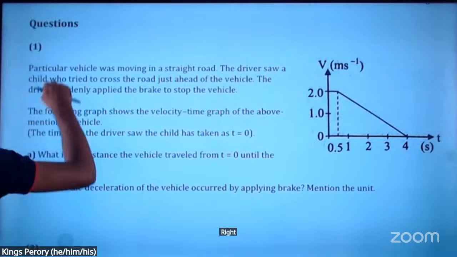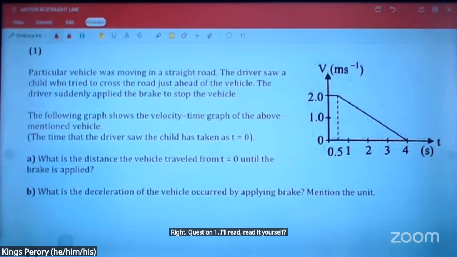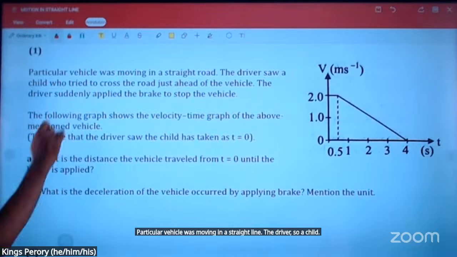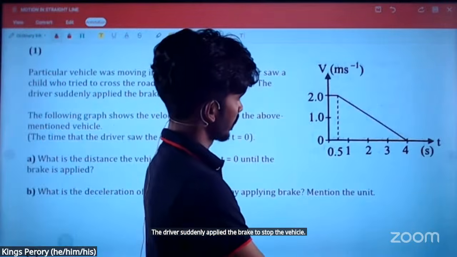Right. Question 1. All read. Read it yourself. A particular vehicle was moving in a straight line. The driver saw a child who tried to cross the road just ahead of the vehicle. The driver suddenly applied the brake to stop the vehicle. Now look at the graph.